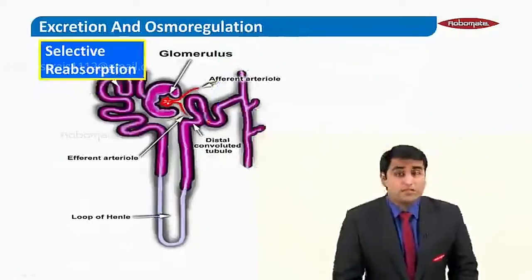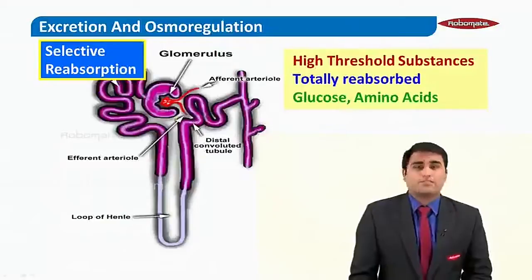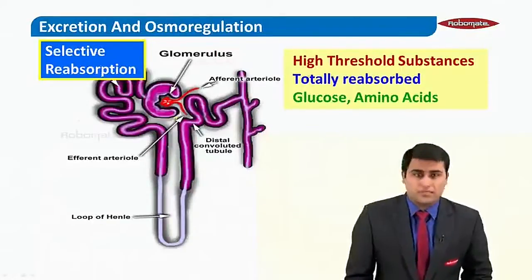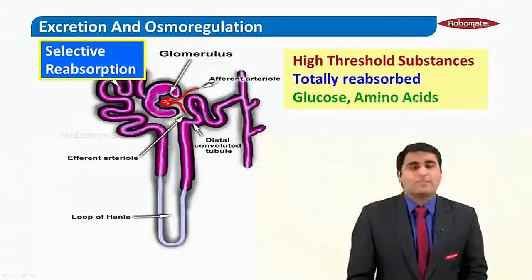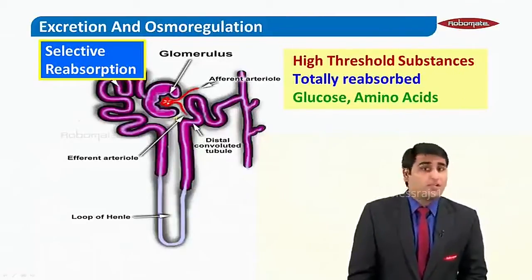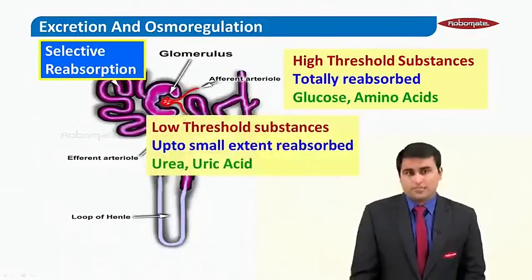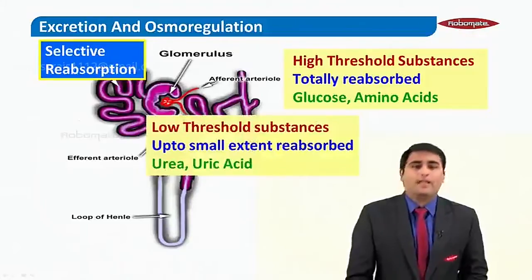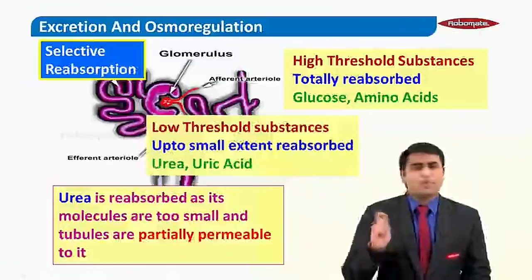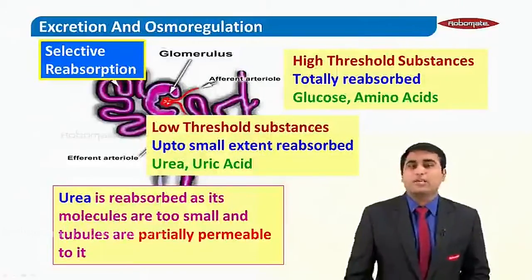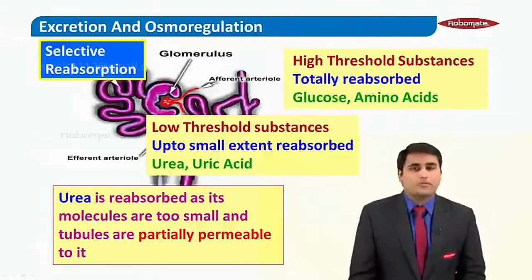Now there are certain substances which are completely reabsorbed back into the peritubular capillaries. These substances are called as high threshold substances which are needed to be completely reabsorbed, such as glucose and amino acids. And certain substances which are absorbed at a very small extent, these substances are called as low threshold substances. Examples, urea and uric acid. Now urea is reabsorbed back because it is a very small molecule and it is partially permeable to the renal tubule. So that's why urea is being reabsorbed.